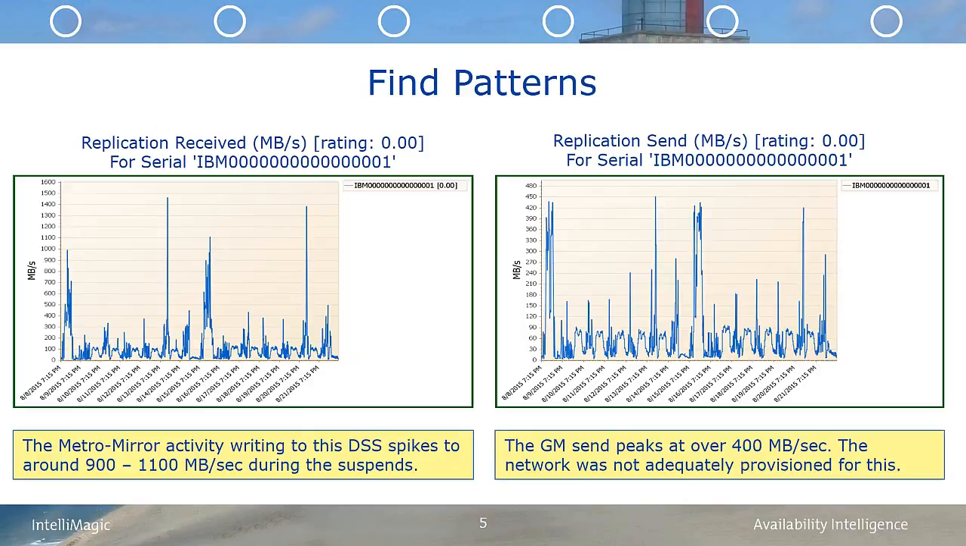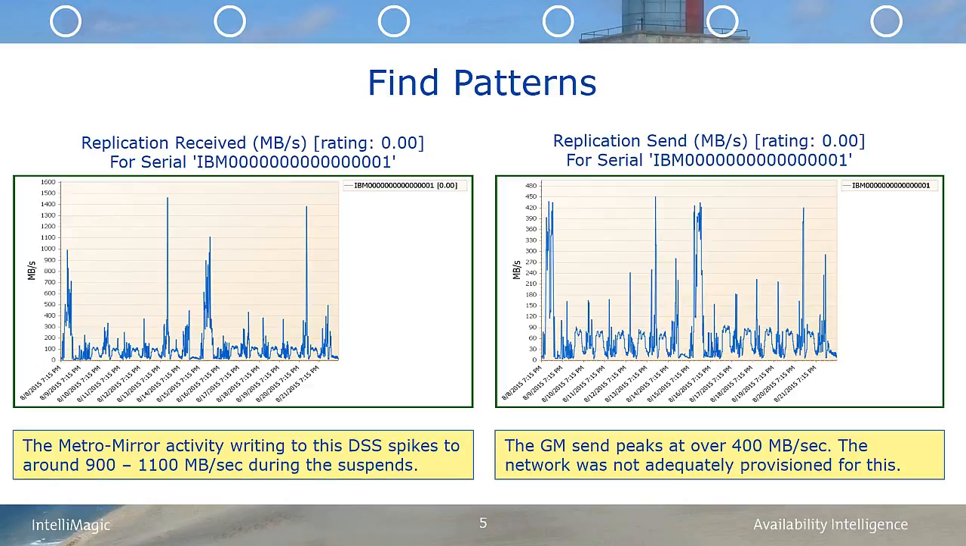We're seeing spikes, typically well over 1,100 megabytes per second. So we're seeing pretty high spikes in activity, and in some cases, like here, they're sustained in that 900 to 1,100 megabyte per second range. Then we look at the send. In other words, how much data is this box sending to its global mirror secondary at a remote location? And we only see that throughput up in the 400 megabyte per second range. So there's definitely an imbalance here, and that's explaining why things are getting so far out of sync.